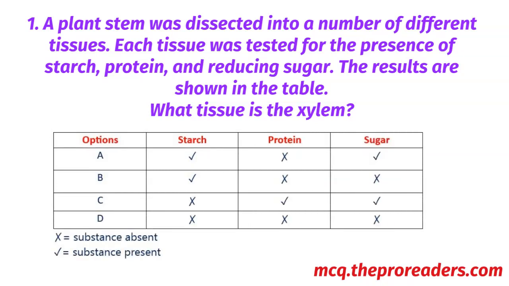Options: starch, protein, sugar. A. Present, absent, present. B. Present, absent, absent. C. Absent, present, present. D. Absent, absent, absent. Option D, absent, absent, absent, is the correct answer.